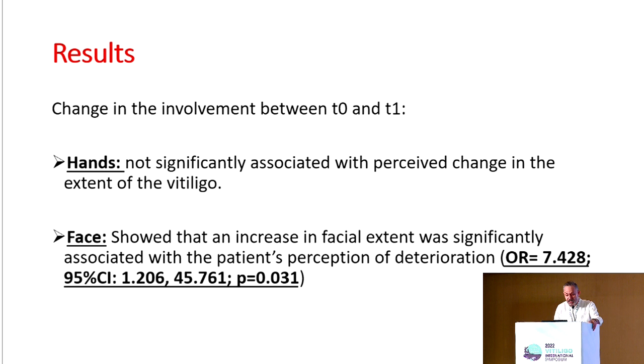For the change in the involvement between T0 and T1, we found that hands are not significantly associated with perceived change in the extent of the vitiligo, but this is not really surprising because usually hands respond very, very poorly to treatment. On the contrary, for the face, we showed that an increase in facial extent was significantly associated with the perception of deterioration, with an odds ratio of almost 8.